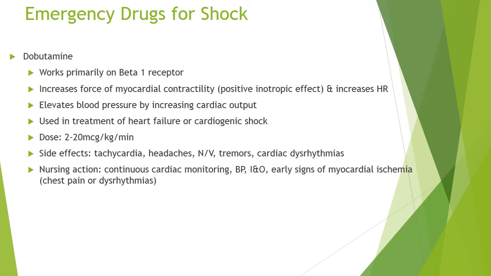Another drug used to treat shock is known as dobutamine. Dobutamine works primarily on the beta 1 receptor by increasing the force of myocardial contractility, so it has a positive inotropic effect as well as increasing our heart rate. It elevates our blood pressure by increasing our cardiac output. So the more that we're putting out, the better our pressure is going to be. It's used in treatment of heart failure or cardiogenic shock. And your standard dosage range will be between 2 to 20 mics per kilo a minute.